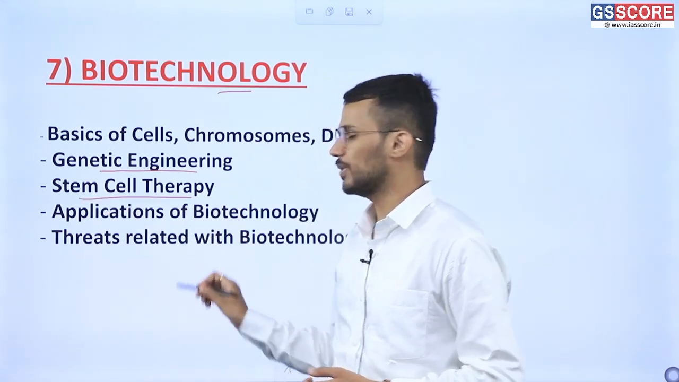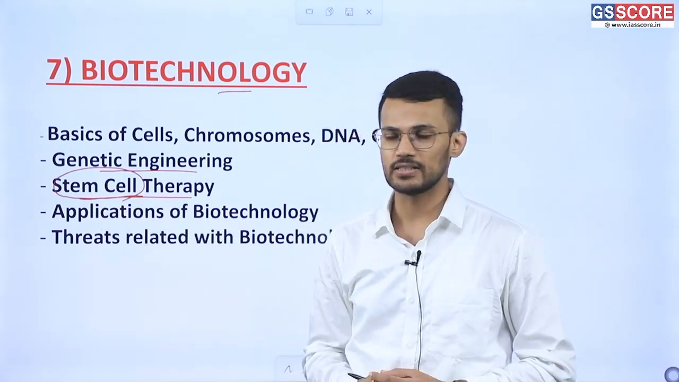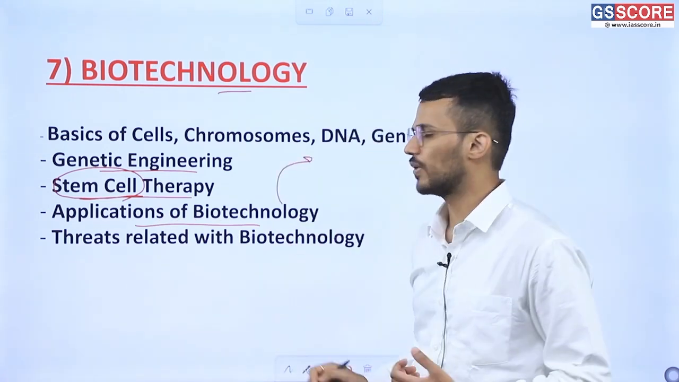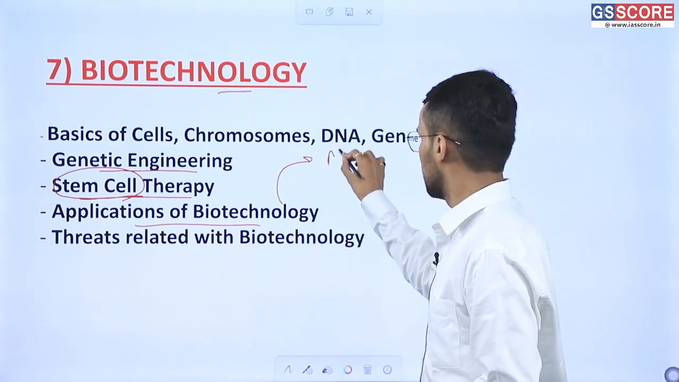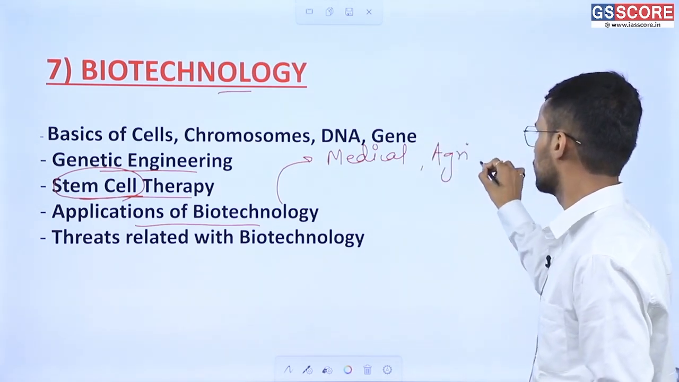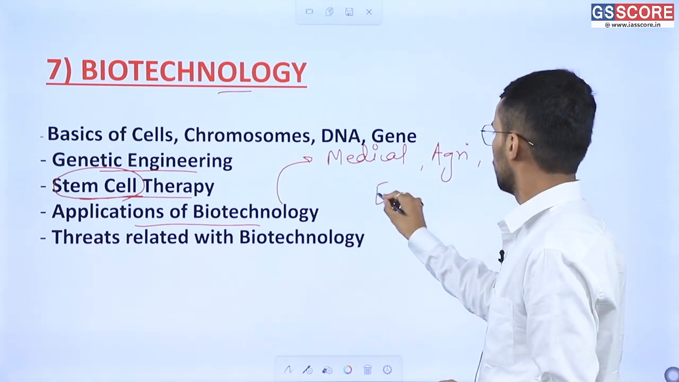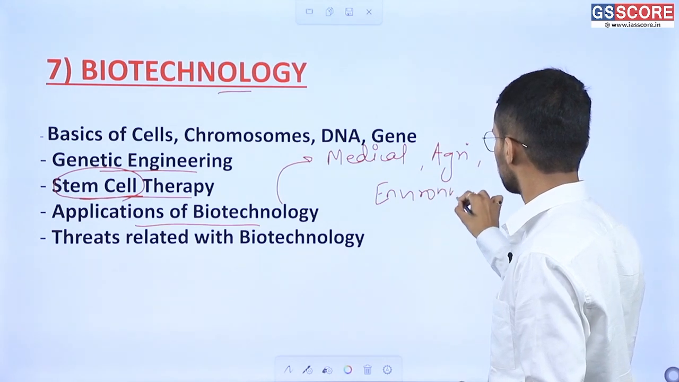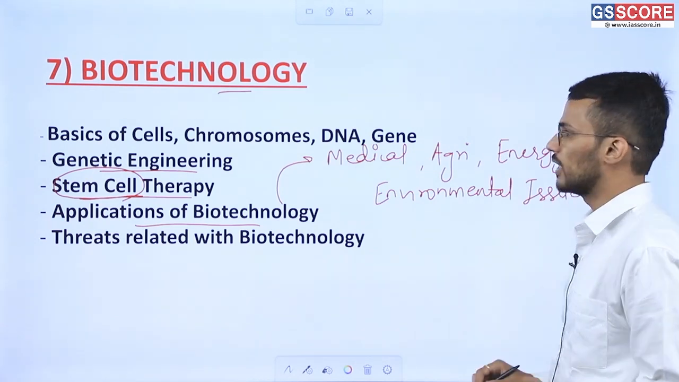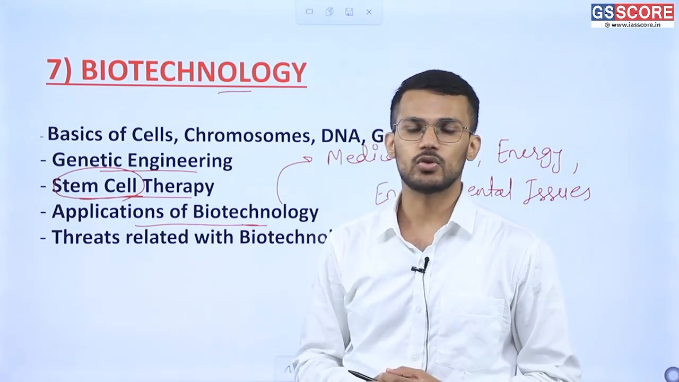Then stem cell therapy, where we can use stem cells to cure various kinds of diseases. Then applications of biotechnology. There are number of fields where we can use biotechnology. For example, in medical sector, we can use biotechnology. In agriculture sector, we can use biotechnology. In energy sector, then to address environmental pollution and issues related to environmental pollution, we can use biotechnology, right? So these are the applications of biotechnologies.